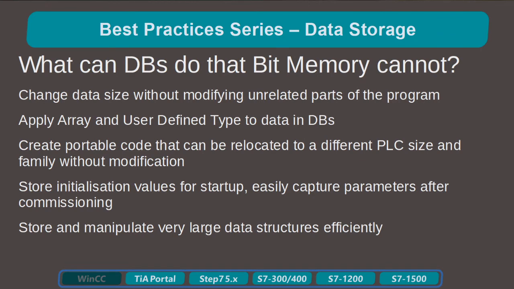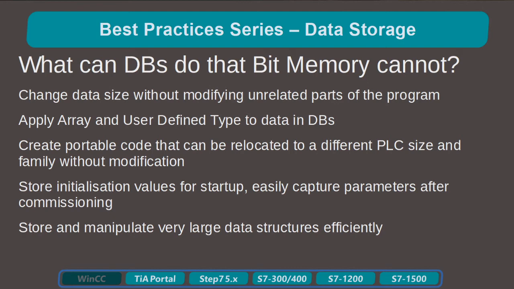So what can DBs do that bit memory can't? Well, we can change the size of a DB without modifying unrelated parts of the program. We can add, subtract and change the data in a DB very easily without affecting the rest of the code. If you try to insert spaces in bit memory, you have to shift everything below it down.